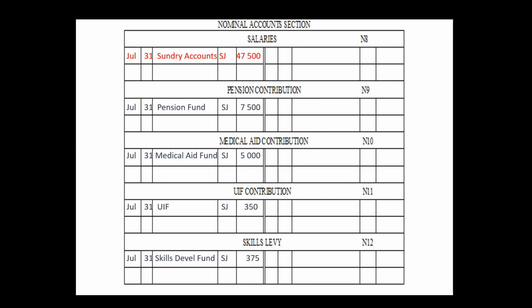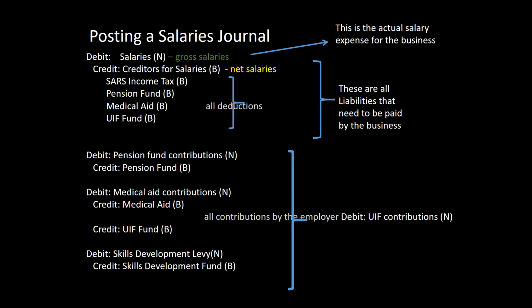The 47,000 plus the 7,500 plus the 5,000 plus the 350 plus the 375. This is the cost to company. In other words, this is what our employees cost us for the month. This slide indicates a summary of the general ledger in terms of posting from the Salaries journal. So you can make notes in your notebook if you want to. And then this concludes our module on salaries.